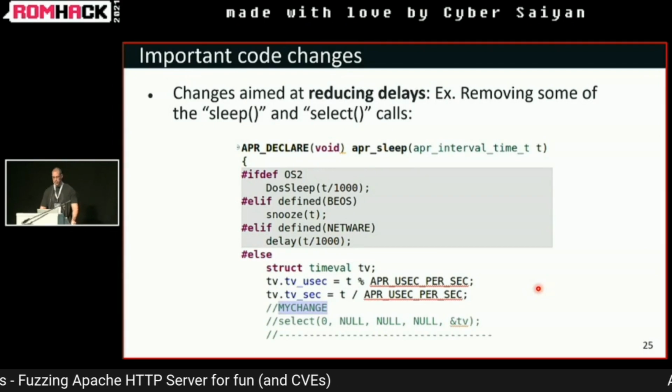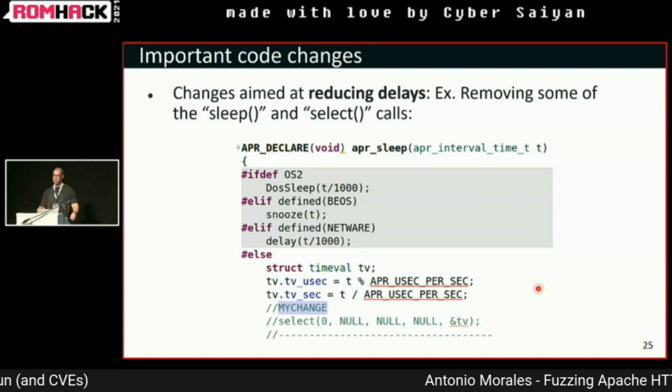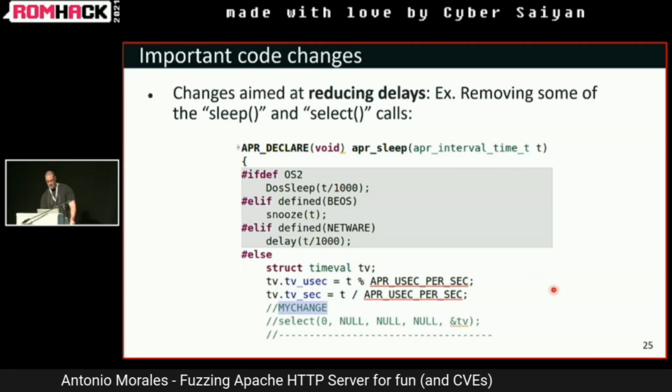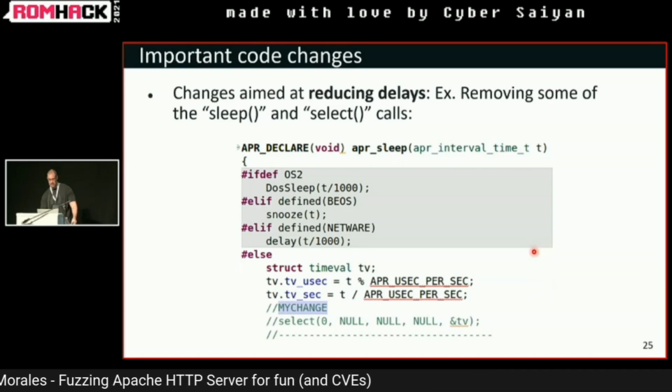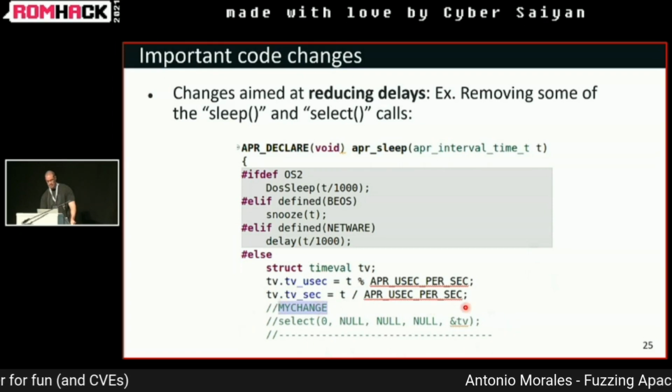The second group of changes is aimed at reducing delays. For example, removing some sleep or select calls. The idea here is to improve the fuzzing speed. And you can see here as I comment out the select call.